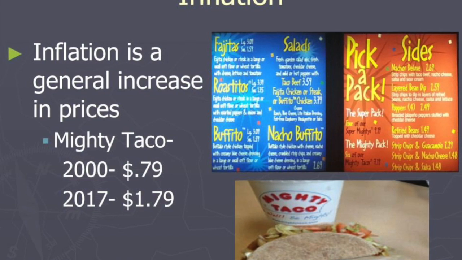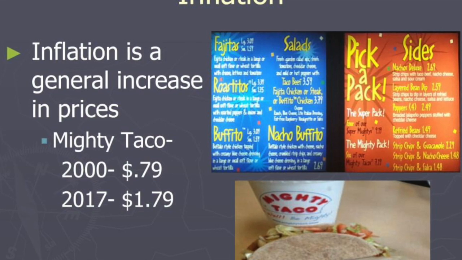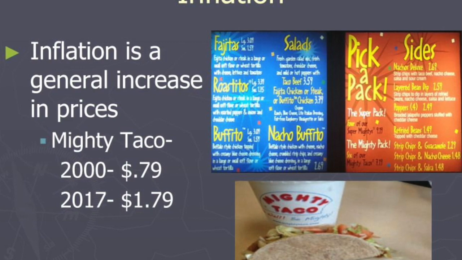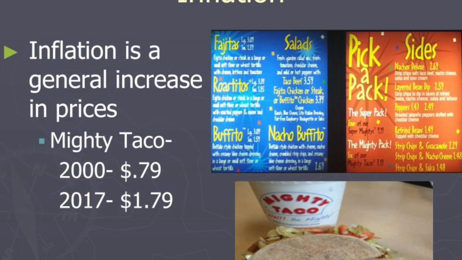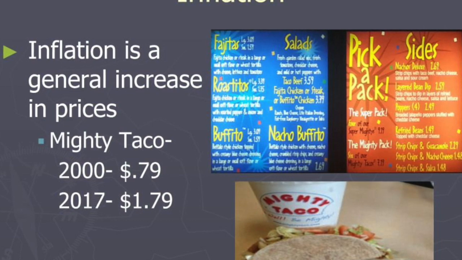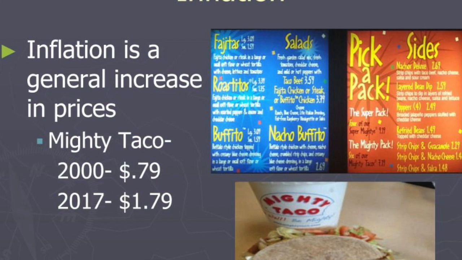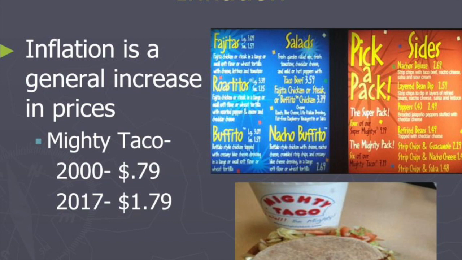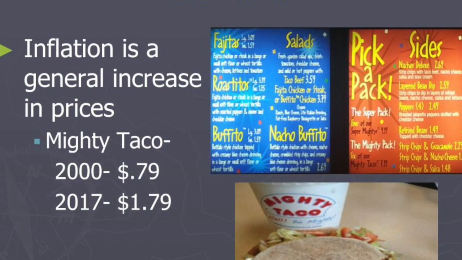So if you're looking at the example that I have up on the slide talking about Mighty Taco, in 2000, the average Mighty Taco was going for 79 cents a piece, which was awesome. But in 2000, when I was a condiment engineer at Ted's, I was only making 4.35 an hour. Okay, so minimum wage. So what we then flash forward to today, where we see the cost of a Mighty Taco is $1.79.